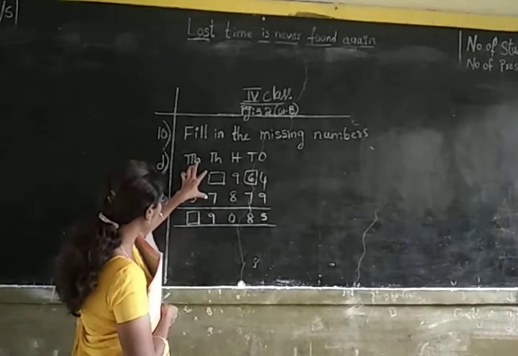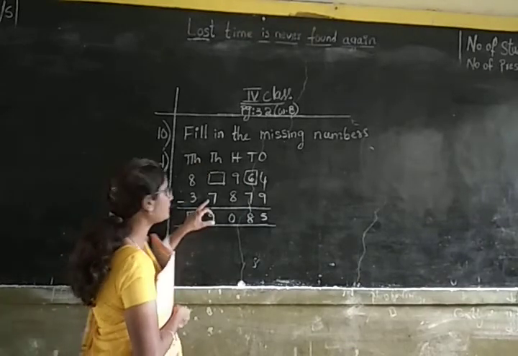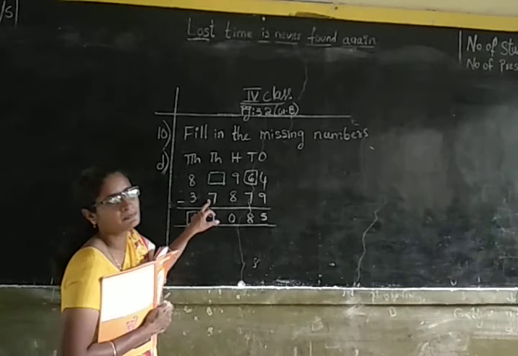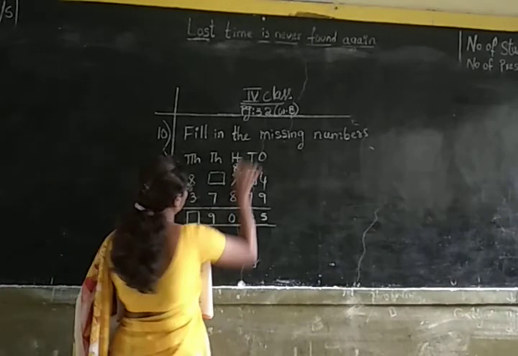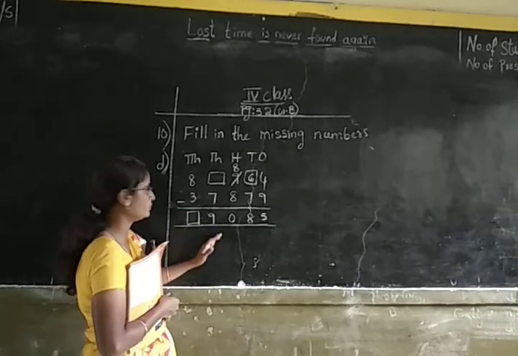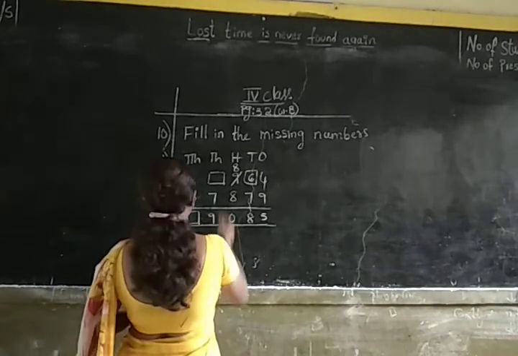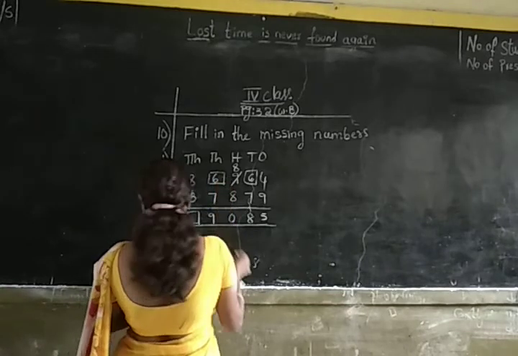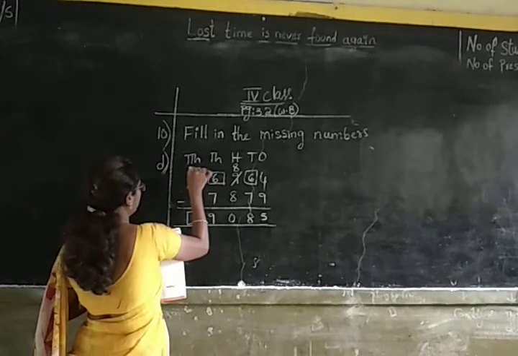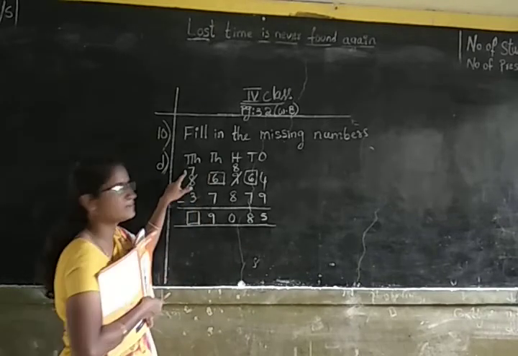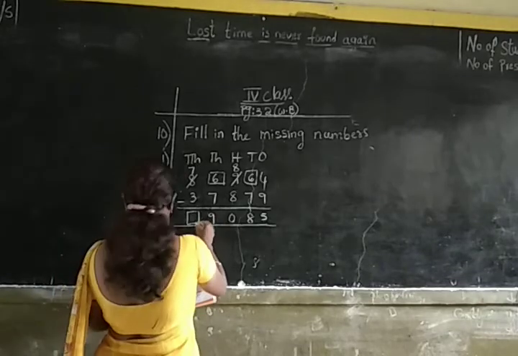Okay, now next we have to find out the missing number in the thousands place. 9 plus 7 is how much? 9 plus 7 is 16. Here this number is not giving any borrow to this number because 8 minus 8 is 0. So here you have to write down 6. This number has given away 1 borrow to this number, so this will become 7. And 7 minus 3 is 4.